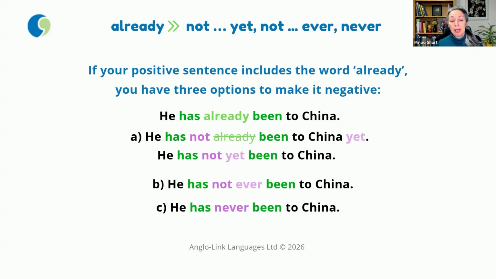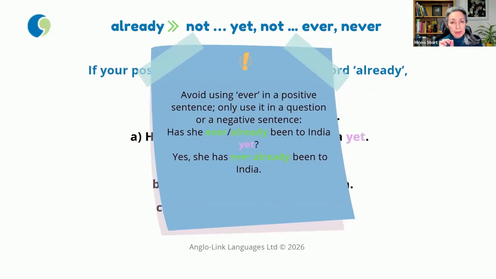Option 2, he has not ever been to China. So using the word ever with a negative verb, he has not ever been to China, or using a negative word. He has, positive verb, he has never been to China. One little point that you will need to remember is that you must avoid using ever in a positive sentence. Ever can only be used in a question or a negative sentence.